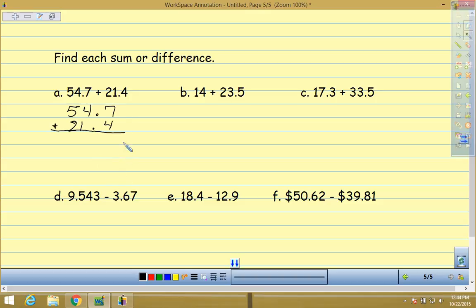All right, so let's go ahead and look at this one. 7 plus 4. Come on, guys. 11. 1 plus 4 plus 1. Perfect. 5 plus 2. 7. What am I going to do with this decimal? Bring it on down. All right.